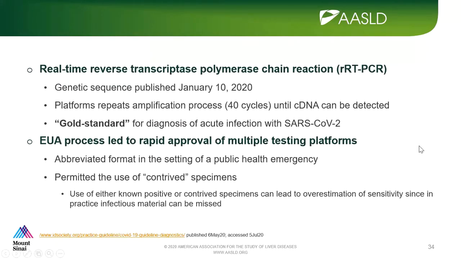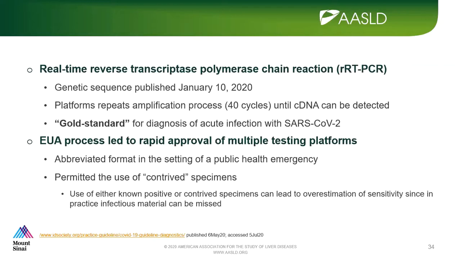Real-time reverse transcriptase PCR is considered the gold standard, and usually uses a nasopharyngeal swab, as Dr. Russo had said, which is quite uncomfortable for patients and does require an exorbitant amount of PPE. Just to give you timing, the genetic sequence was published on January 10th, 2020. And these PCRs, which are repeat amplification processes, to be positive require 40 cycles until complementary DNA can be detected. SARS-CoV-2 is an RNA virus.